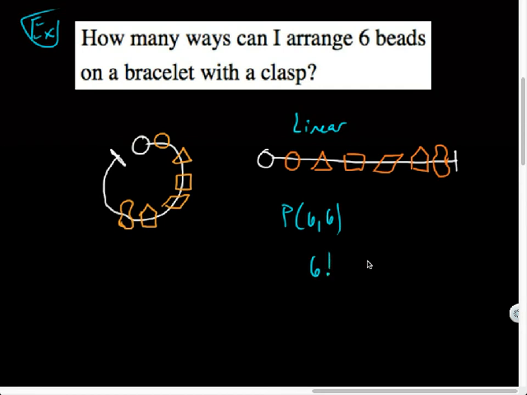What is 6 factorial? I don't remember. I know what it is. I know 5 factorial. Do it in your head. 6 times 5. Yeah, you're right.